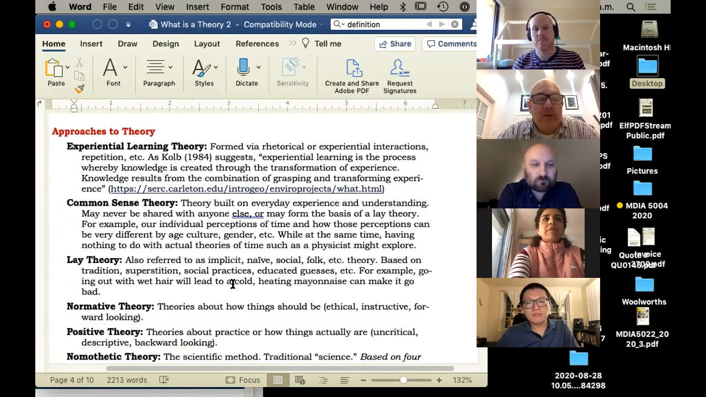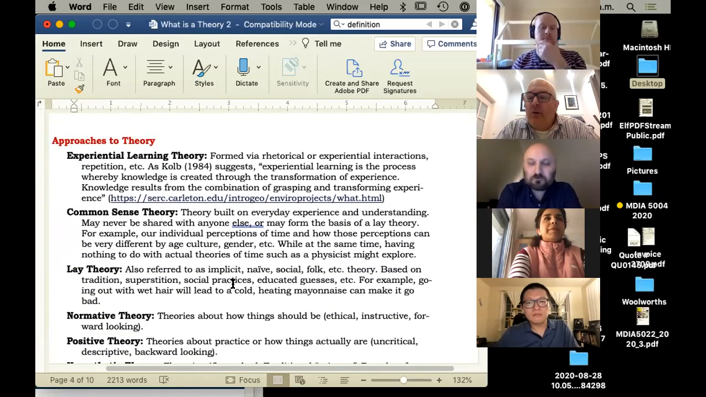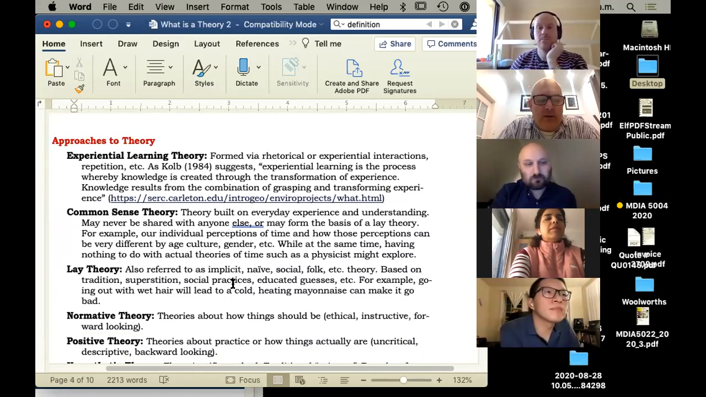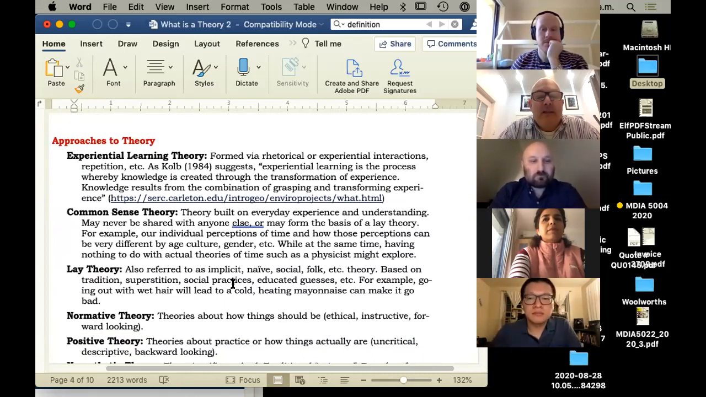And so let's look at some of those approaches for a second. There are different approaches to thinking about theory. And this is sort of the top ones, right? Or there are many, but right, experiential learning. There's an approach basically that suggests, and we talked about this earlier, how do we know things? That our experience teaches us things. When we do things, we learn from it.